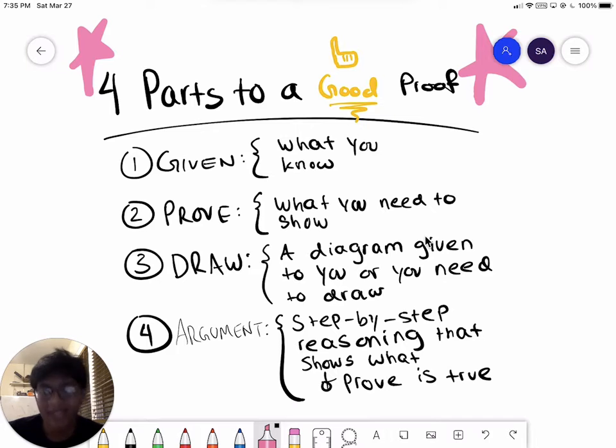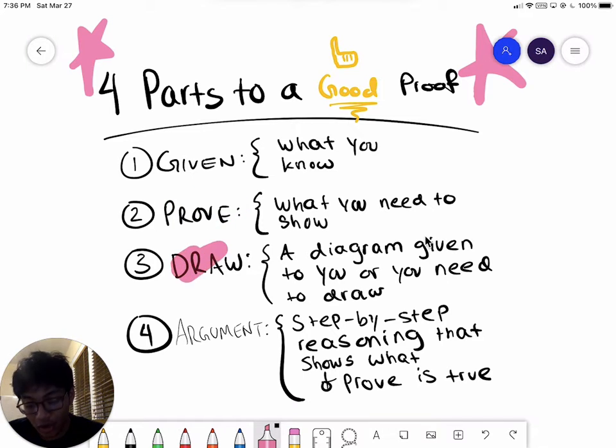Number 1 is the given. That's what you know. The problem is going to give you some information and that's your given. Number 2, you got to prove something. That's what you need to show. Given is what you know, prove is what you got to show. So let's say you want to prove that a square has 4 equal sides. That's what you have to prove.